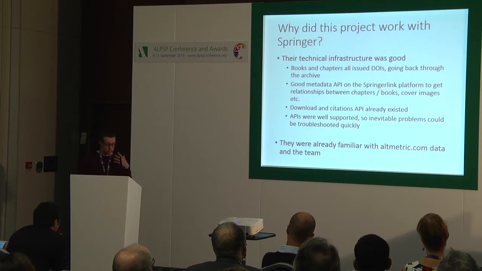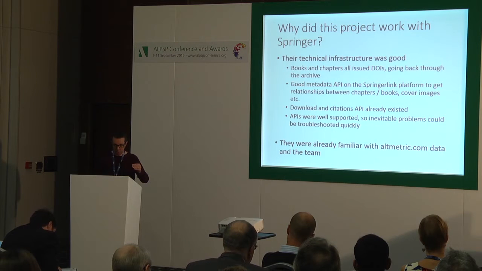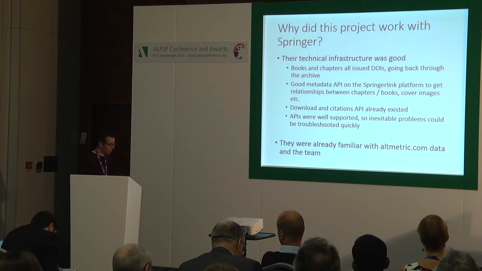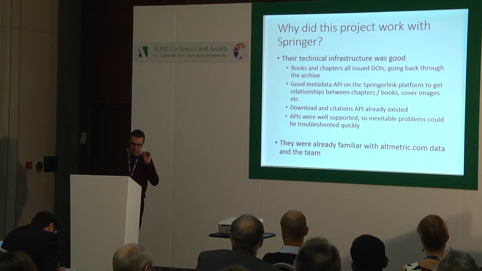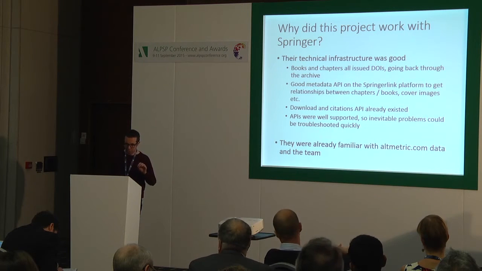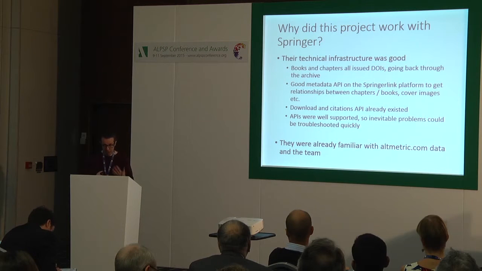So they were already issuing DOIs to all their books, DOIs to all their chapters, importantly, linking the chapters to the book level record within Crossref. There was a very good metadata API on the Springer side where you can throw it a DOI and get back sort of richer metadata than you get from just the DOI record. And they also had a download and citations API, and those things were all maintained, so it's quite easy to get answers to questions when, inevitably, those questions arose.